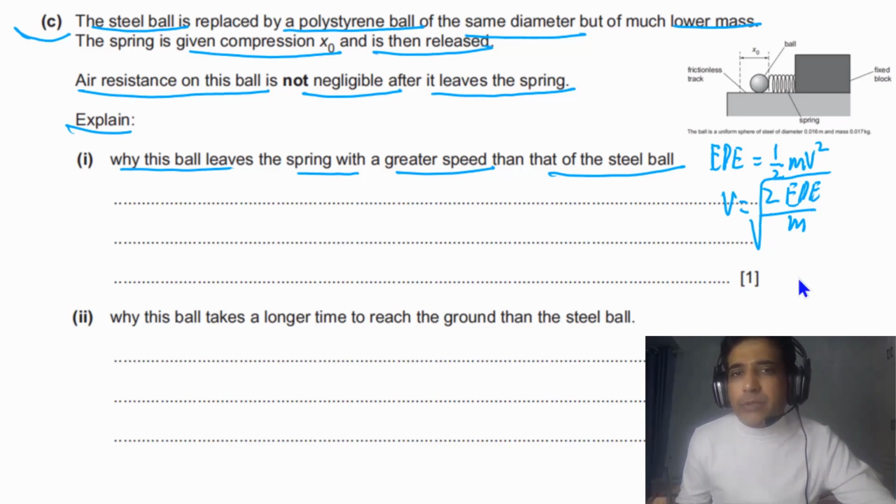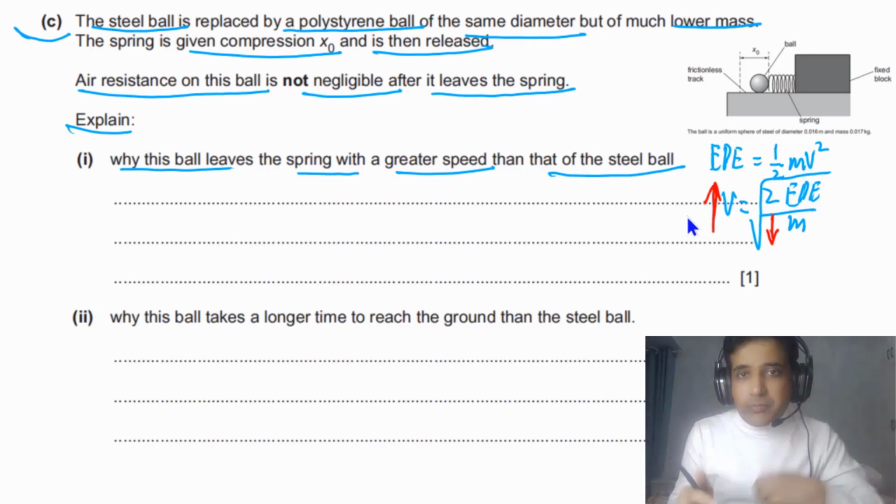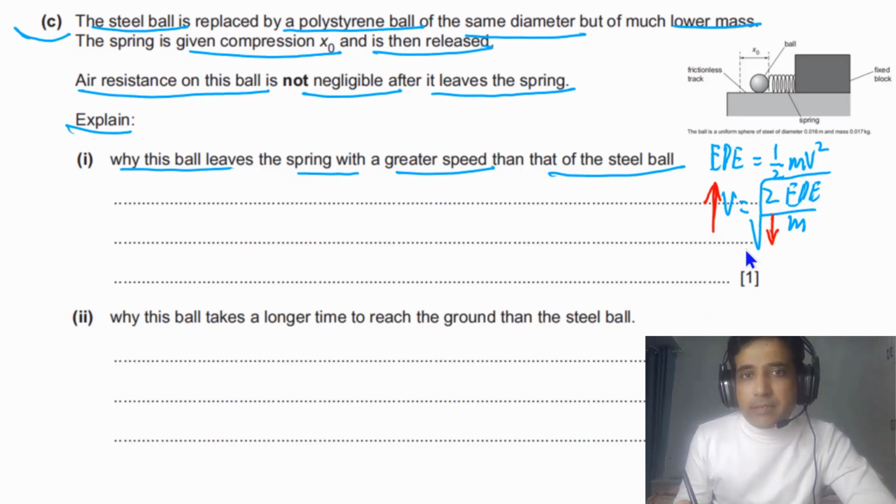From here, you can simply see that if the mass is lower, it means speed will be greater. So the polystyrene ball will have greater speed because it has lower mass. These two balls have the same EPE, and the second ball has lower mass, so the speed of the second ball will be greater. So let me show you the answer.